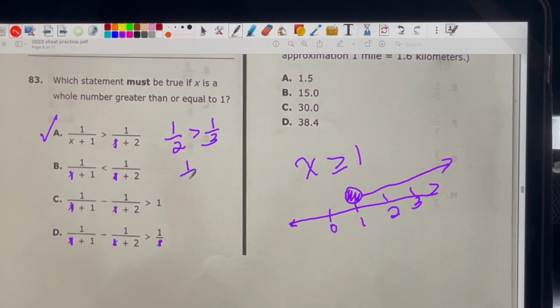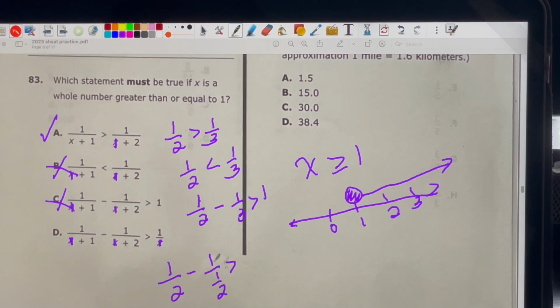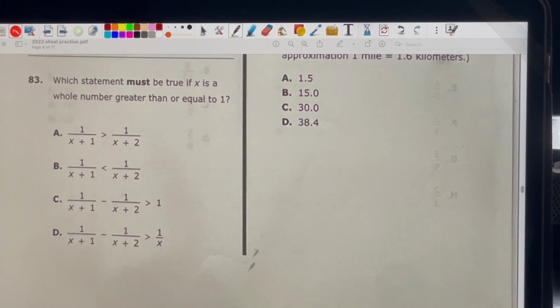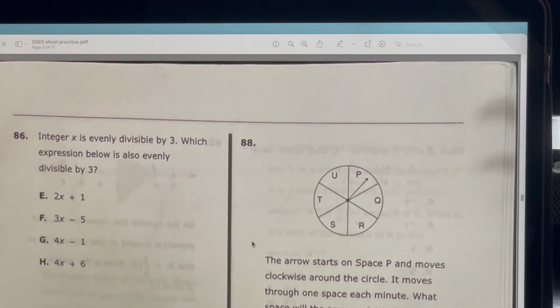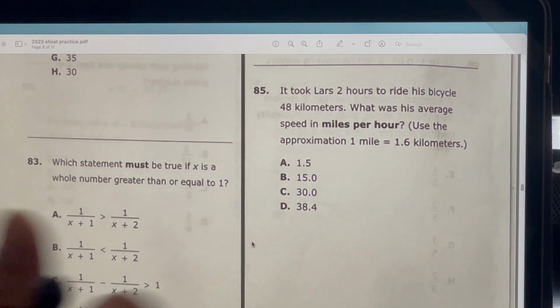This one says a half is less than 1/3, so obviously that's not true. This one, C, we have a half minus a third is greater than 1. That's obviously not true. Last one, a half minus a third is greater than 1/1, which is 1. That's also not true. So 83 is definitely A. 85.